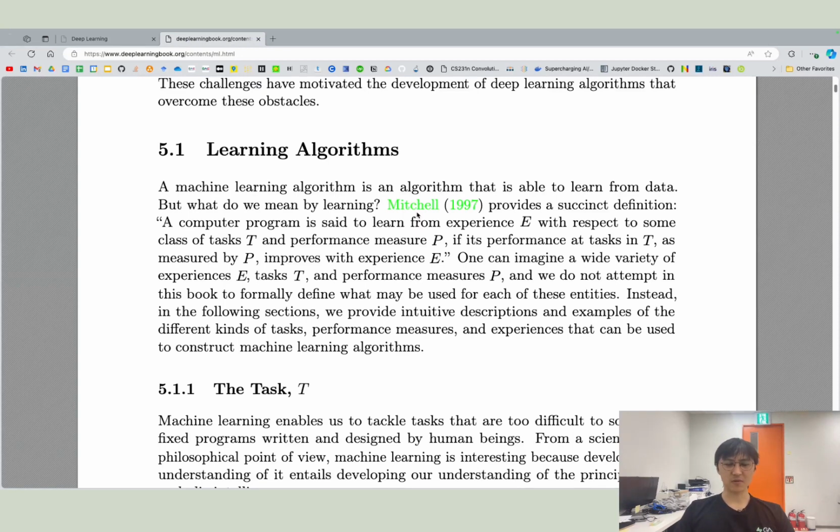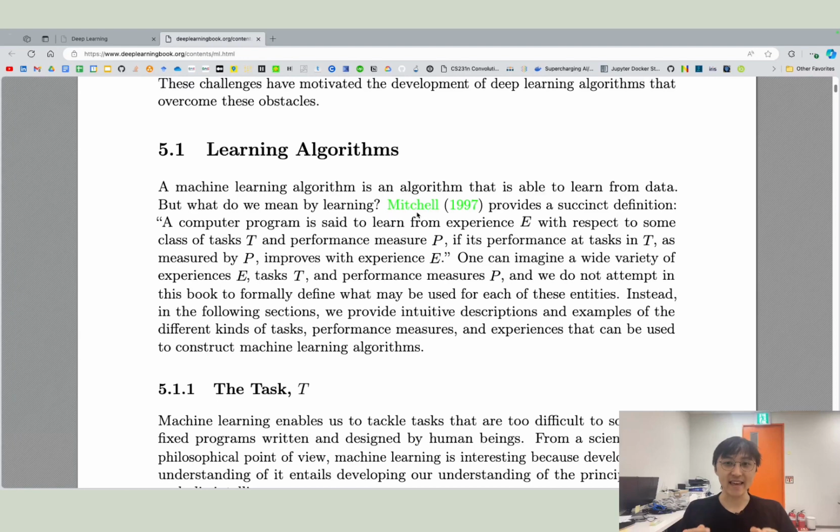And Mitchell in 1997, in their paper, they give a very good definition of the learning algorithm. They are saying that a computer program is said to learn from experience E with respect to some class of tasks T and performance measure P if its performance at tasks in T, as measured by P, improves with experience E.